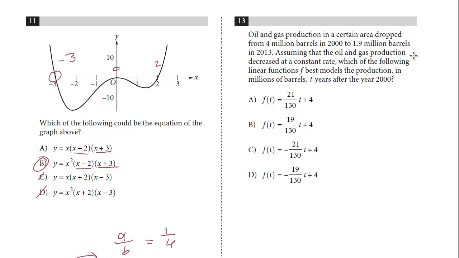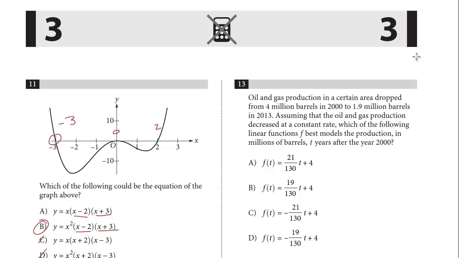And let's take a look at question 13. Oil and gas production in a certain area dropped from 4 million barrels in 2000 to 1.9 million barrels in 2013. Assuming that the oil and gas production decreased at a constant rate, which of the following linear functions f best models the production in millions of barrels t years after 2000? So we're told in 2000 that it was 4 million barrels, and then it decreased at a linear rate. So it went from 4 down to 1.9. And this happened over a total of 13 years, from 2000 to 2013.